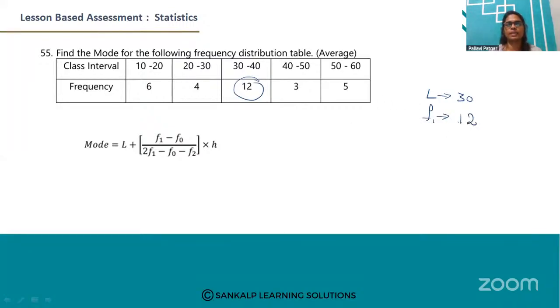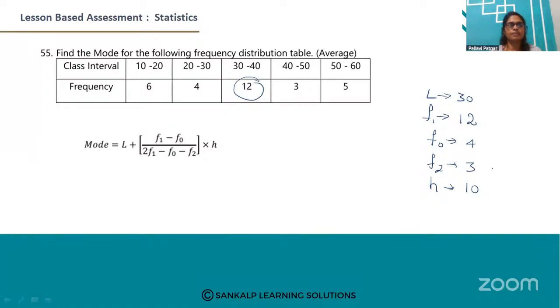This is 12. So f0 is 4. f2 is 3. So class width h, 20 to 30, 30 to 40, is equal to 10.